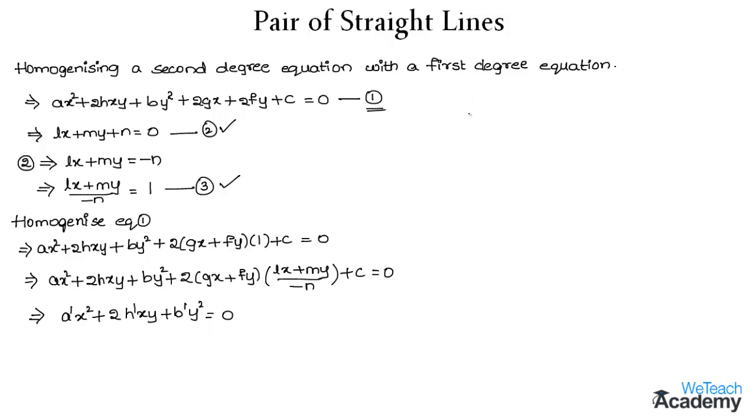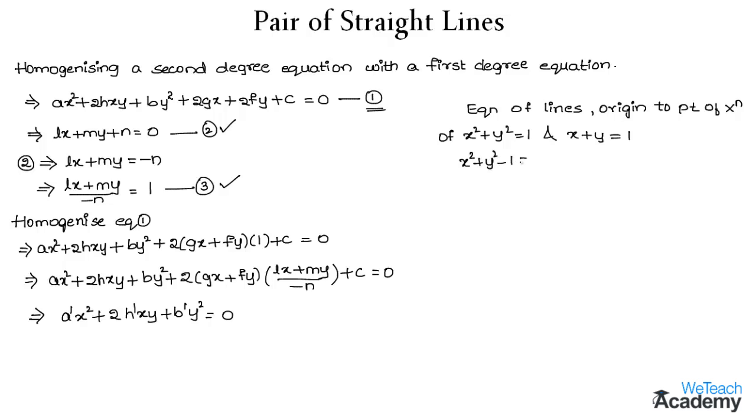Now let us discuss an example relating to this concept. The given example is: we need to find the equation of lines joining the origin to the point of intersection of x² + y² = 1 and the line x + y = 1. As this is the given curve, we can write it as x² + y² - 1 = 0, and let us name this as equation 1. This is the given line, so let us name it as equation 2. Let equation 2 intersect equation 1 at A and B.